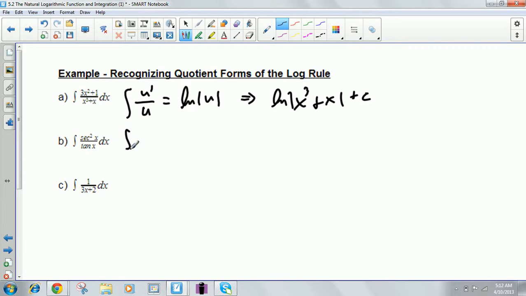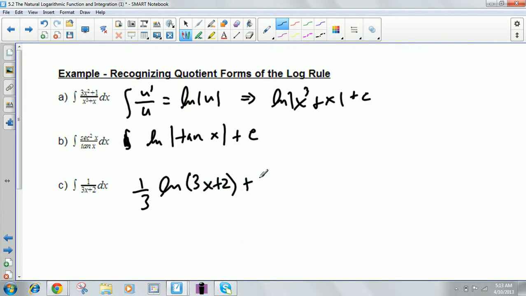So if we look at these, again, try these on your own first, but it's just going to be the derivative of tangent is secant squared, so that means this is just the natural log of your tangent function plus c. Same thing here. Very similar thing here, except if you use U-Substitution, you notice this derivative is 3, so you end up dividing by the derivative of this. So it's going to be 1/3 times the natural log of 3x plus 2 plus c.